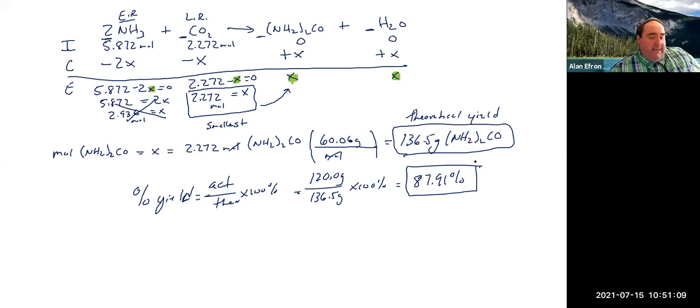I didn't do it in this case, but obviously if we want to know how much water we produced, it would also be 2.272 moles of water. Then we could multiply it by 18.02, to figure out how many grams of water we produced. We also could go back into here if we wanted to, and figure out how much of the excess reagent would be left over in moles, and then multiply by the molar mass to figure out how many grams that would be. Any questions on how to do stoichiometry problems, limiting reagent problems, percent yield, the ICE table method, other methods?